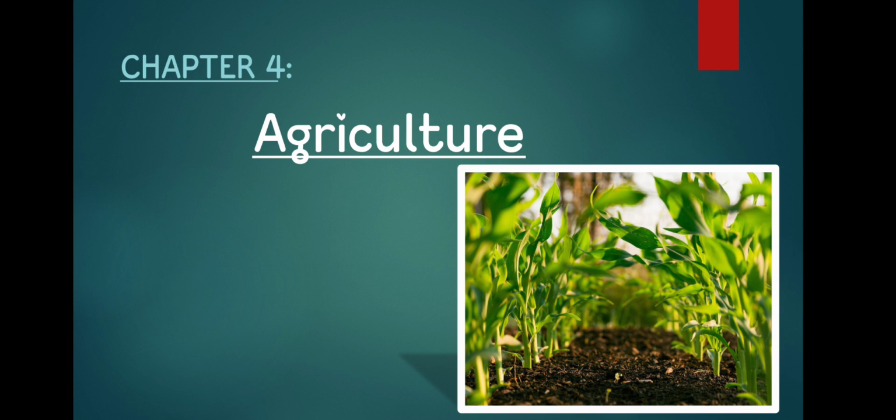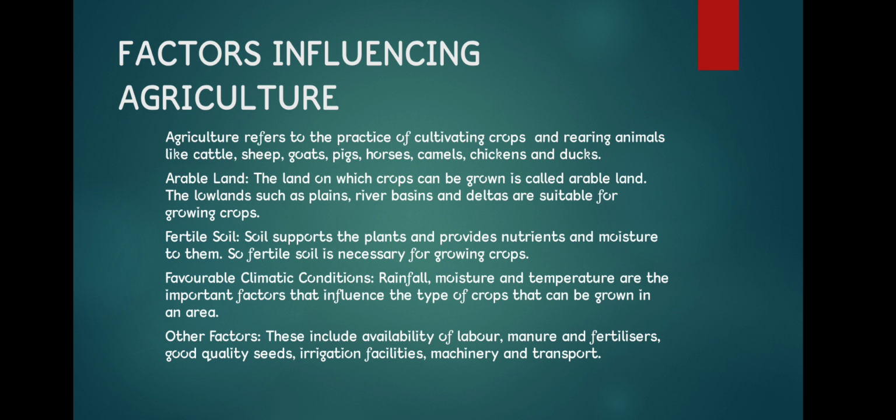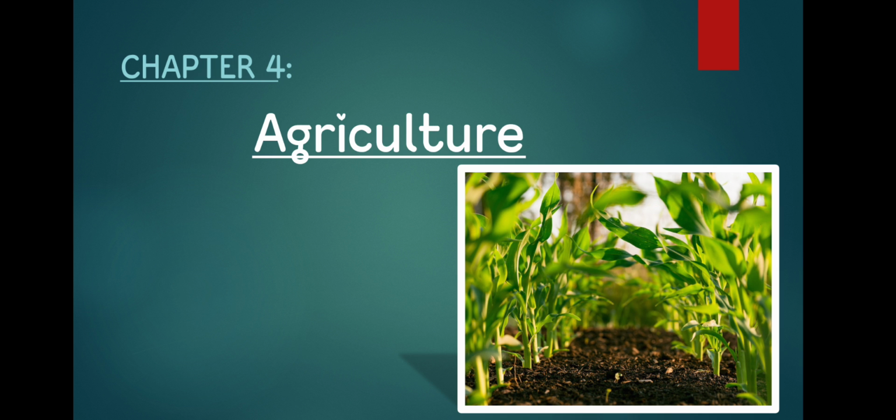In this video, I am going to teach you 6th standard geography lesson 4, that is agriculture, ICSE syllabus. So here the word agriculture is derived from two Latin words, that is ager meaning field and cultura meaning cultivate. So hence agriculture refers to the cultivation of the field.